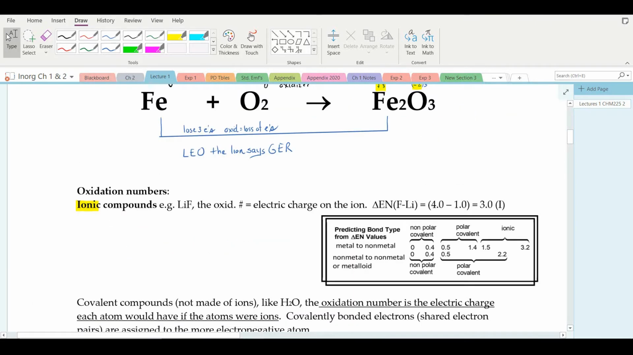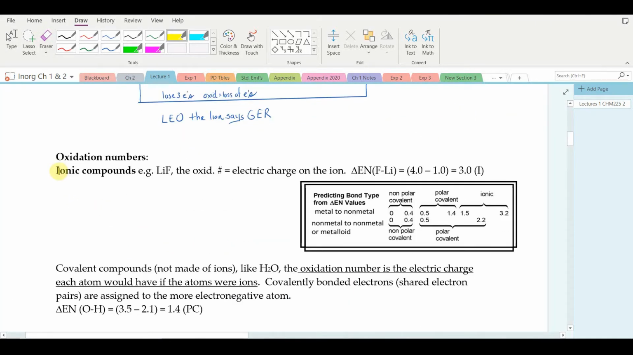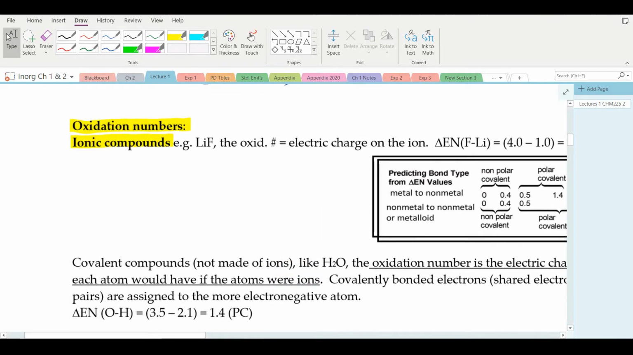Oxidation numbers, where do they come from? Well, it depends on the type of compound. In ionic compounds, and I'm going to use lithium fluoride as an example, the oxidation number is simply the electric charge on the ion. Let me draw this. We'll draw a Lewis structure for the reaction. We'll say lithium, which is in group 1A, which means it has one valence electron. All elements in group 1A have one valence electron. It has an electron configuration identified by S1, and we'll talk about this later.